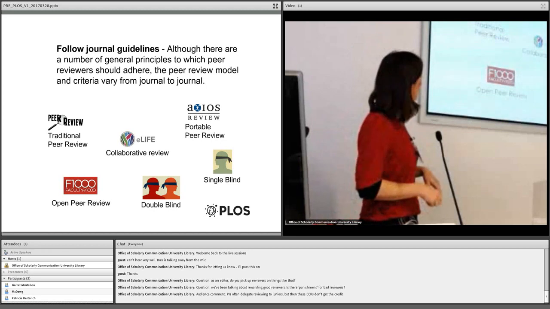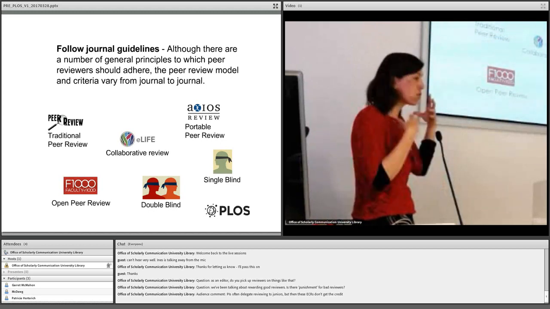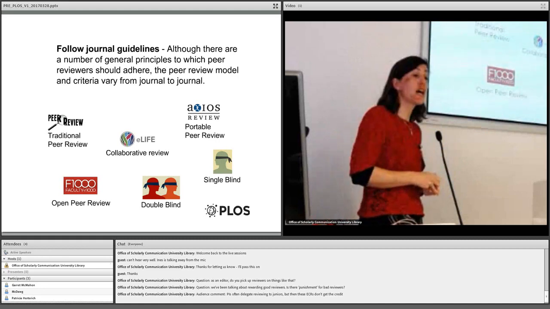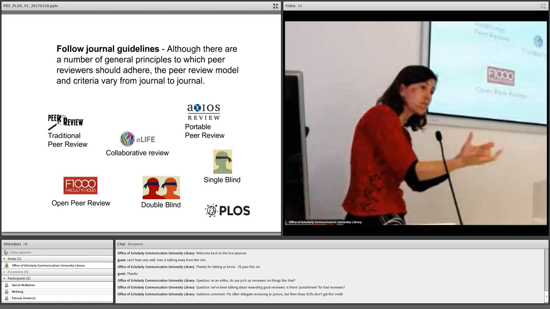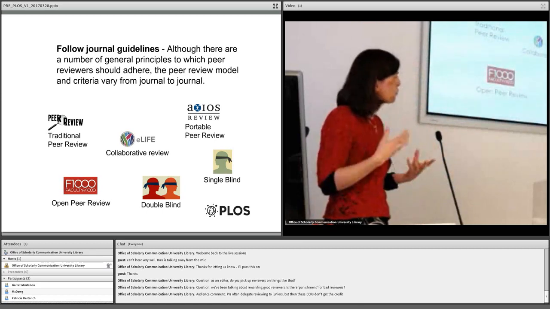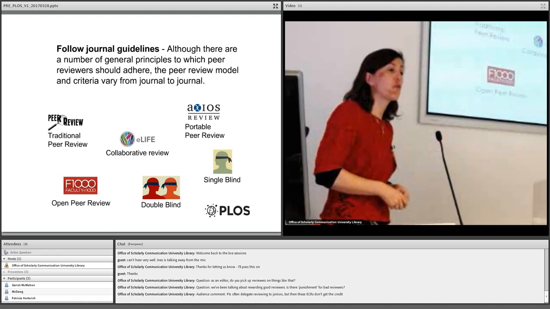And F1000, you have heard about it as well. So they just publish the papers pre-review, and then they contact the reviewers, and everybody can put some comments on review, and then the reviews are published with the paper. And the double blind is where you don't know who the author is.